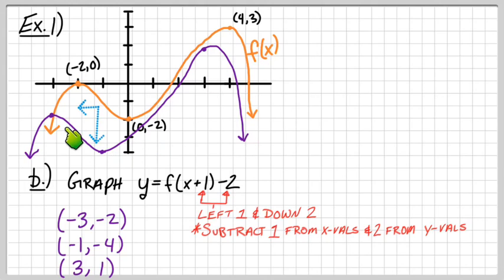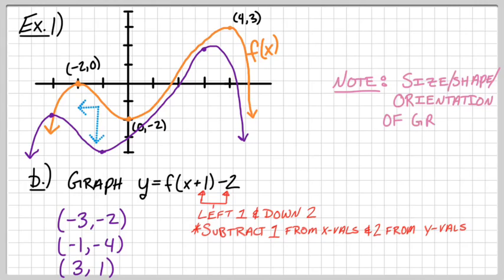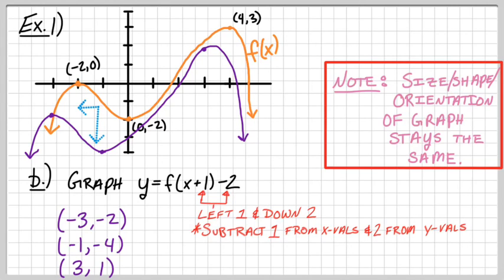I want you to notice, I tried to draw it the same, but just to be clear, when I shift left, right, up, down, the size, the shape, and the orientation of the graph don't change. They're the same. Just because I'm sliding it up, down, left, right, none of this stuff would change.